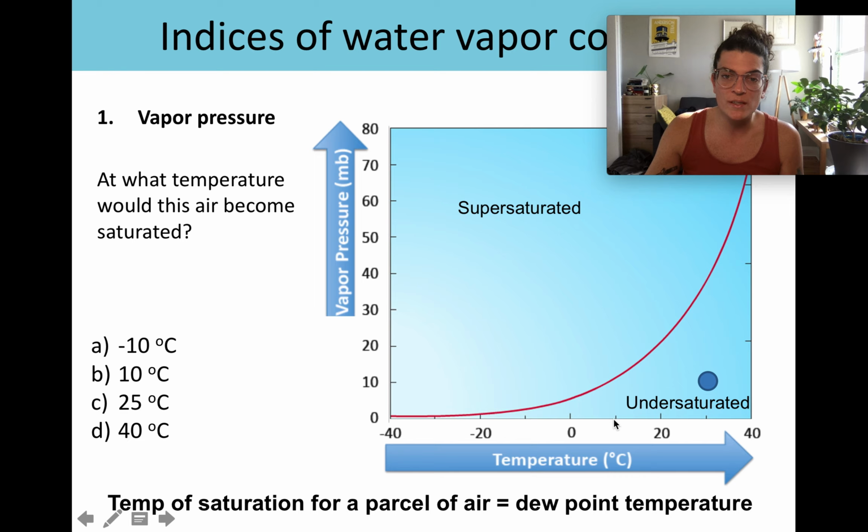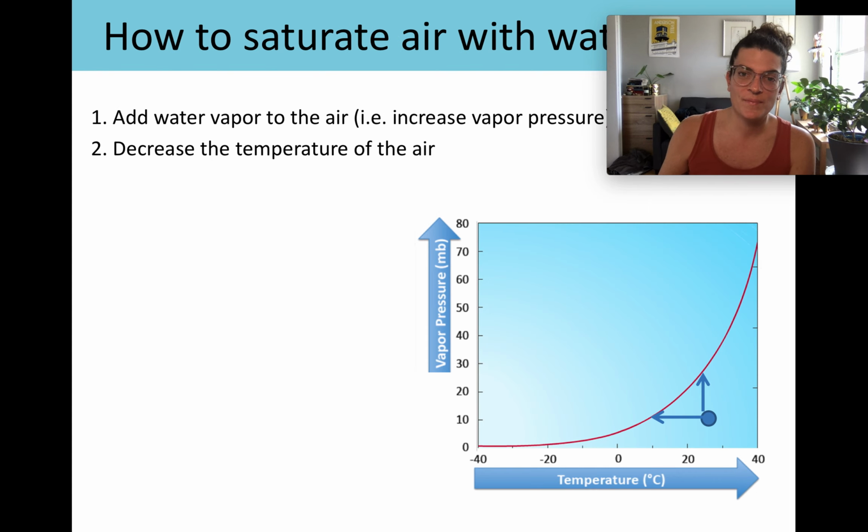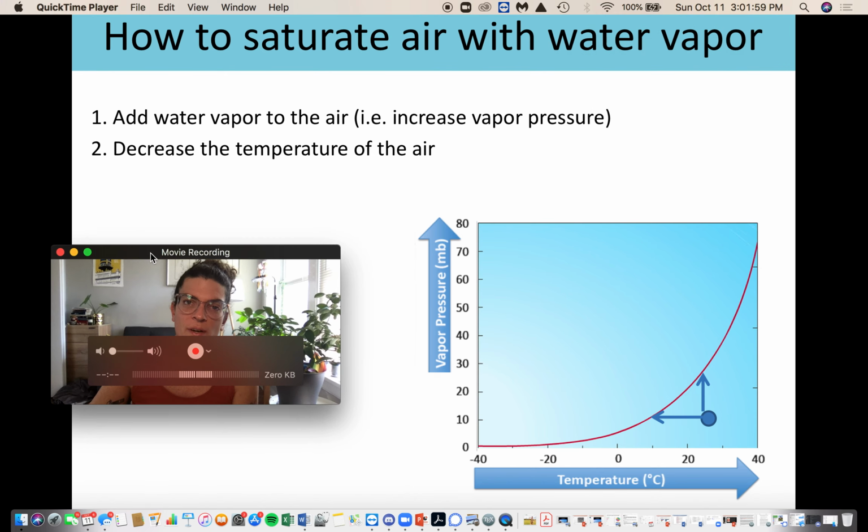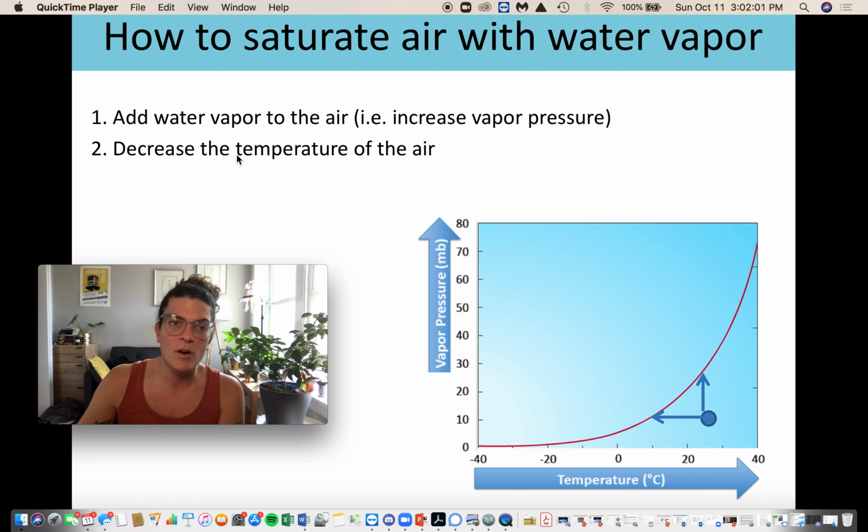So what temperature is this? This is 10 degrees Celsius. At 10 degrees Celsius, this parcel of air, with these measurements that I made in the atmosphere, will become saturated. When it becomes saturated, water starts condensing. It can no longer exist as a gas, it must condense, and then we can form a cloud. So this is what I was just saying. In order to saturate this parcel of air, we can either add water vapor or we can decrease the temperature.